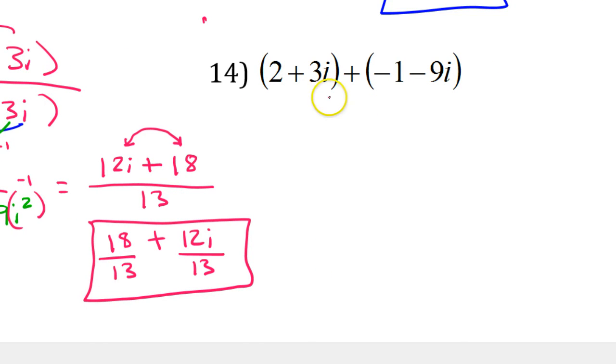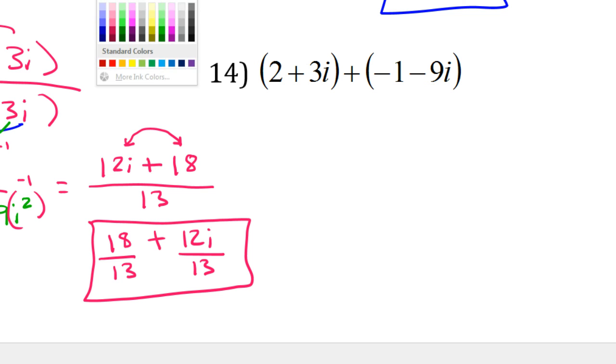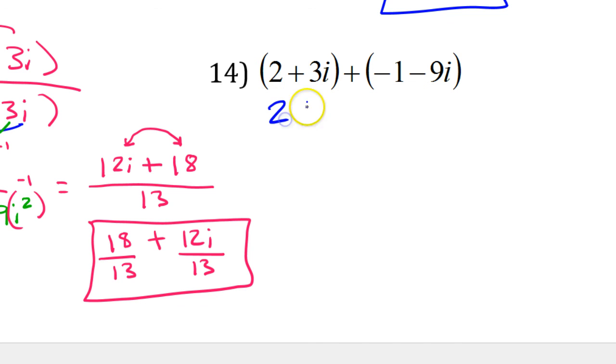All right, number 14 is super easy. Especially since this one is addition. I don't even have to distribute the negative sign. Like if this were minus right here, I would have to distribute the minus sign. But it's a plus. So really the parentheses aren't doing anything. So I could ignore them. So this is like having 2 plus 3i plus negative 1 minus 9i.